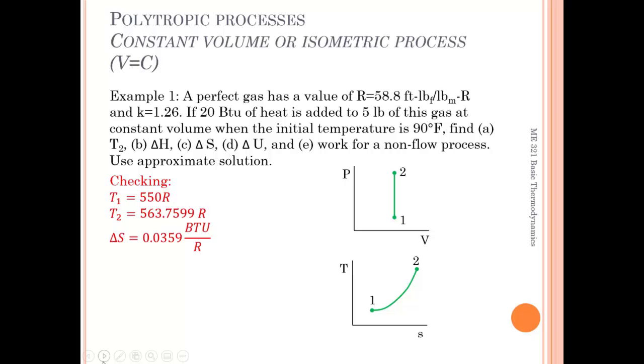The change in entropy is also consistent with the direction of the TS diagram. Since the value of the delta S that we computed is positive, the final entropy S2 should be at the right of the initial entropy S1. And this is what we have in our TS diagram.